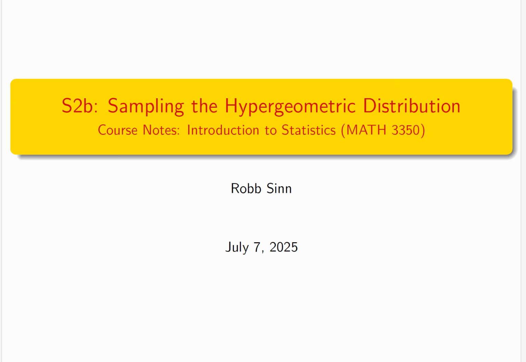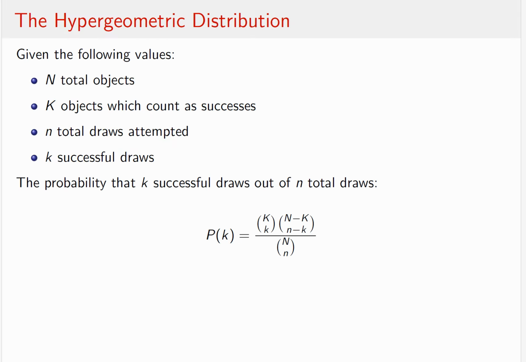Hi everyone. We're going to talk about sampling the hypergeometric distribution. If you recall, we had defined the hypergeometric using the following. So we're doing n choose k.